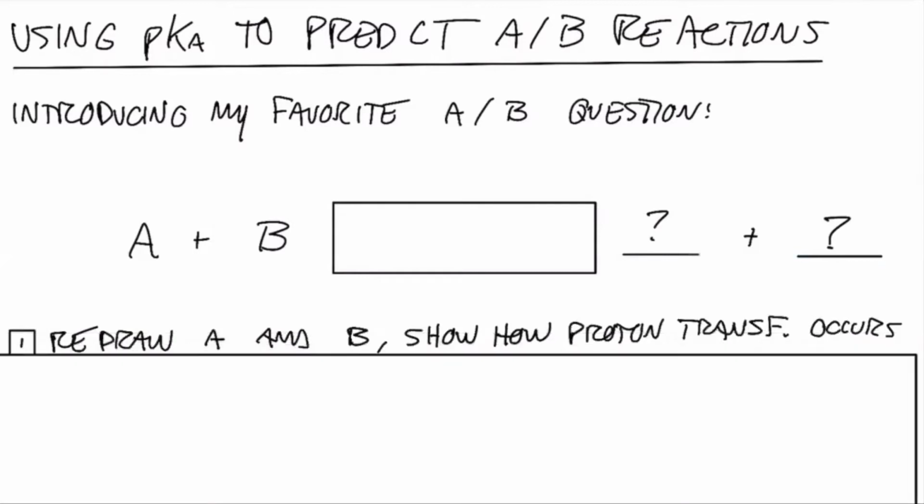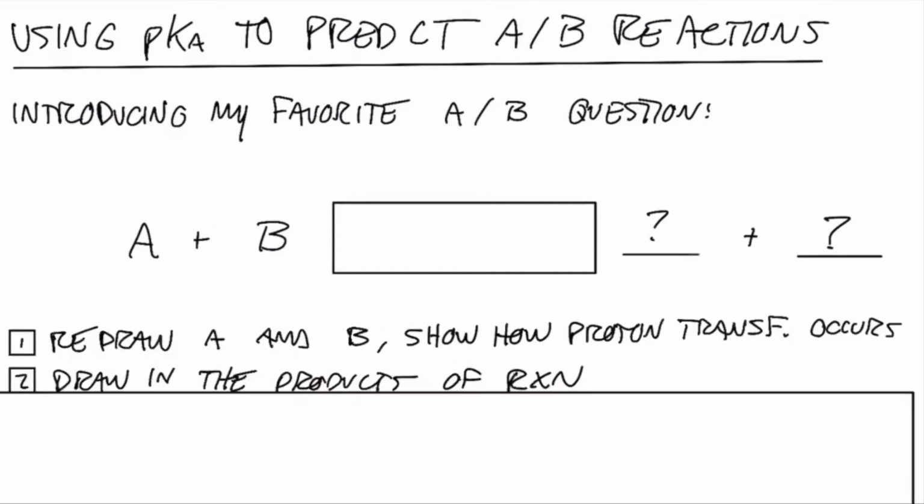So first things first, I'm going to ask you to redraw whatever the structure of A and B are and show me how that acid-base proton transfer occurs. So we'll practice through all of these steps in a second. The reason that I want you to redraw A and B is just for practice drawing to make sure that you're identifying all the parts of the structure.